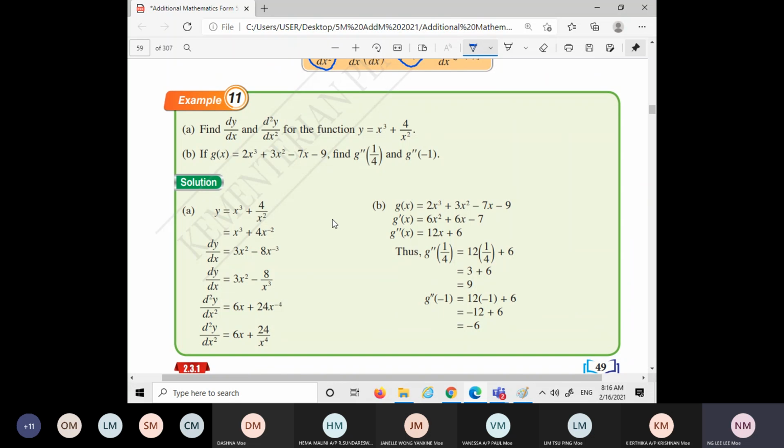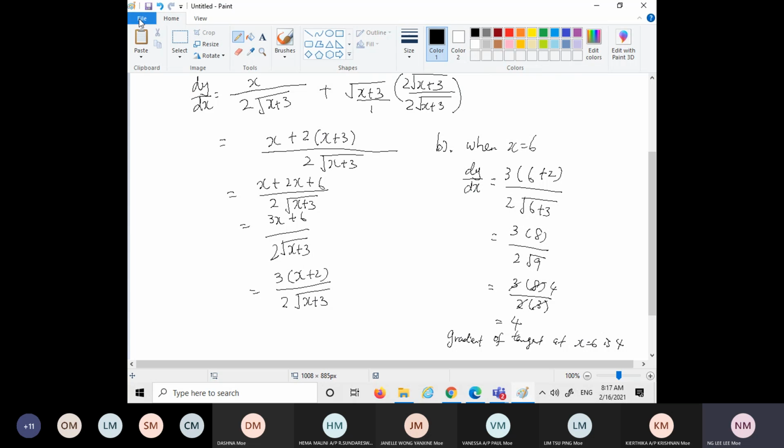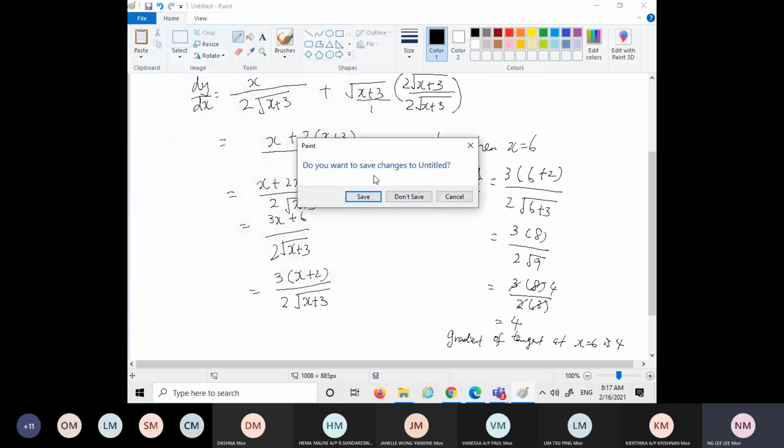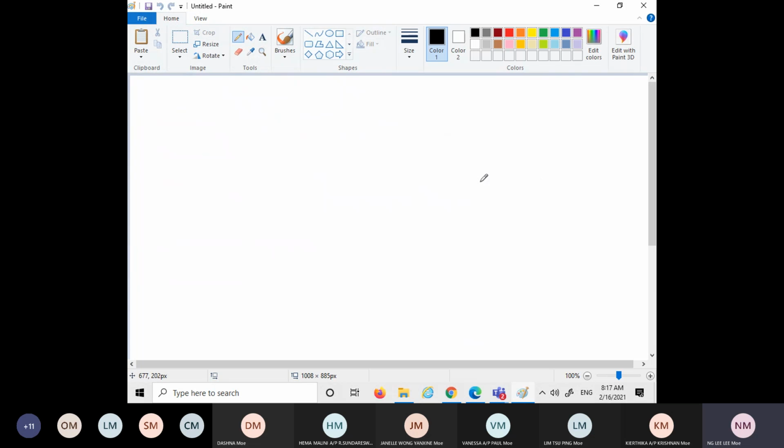This is the function. You have to find dy/dx and you have to find d squared y over dx squared. So I do in pen. Let's start. This is example 11, part A. The function is y = x^3 + 4 over x squared. So first of all, you find dy/dx, differentiating the first time.